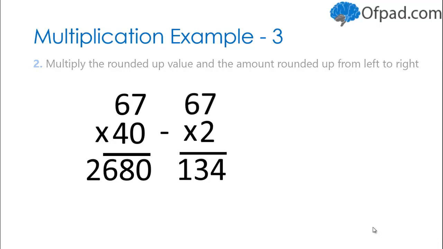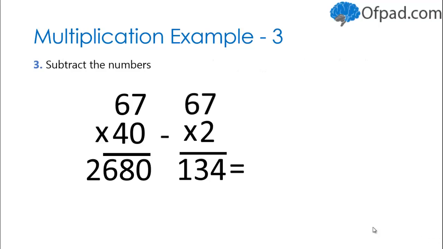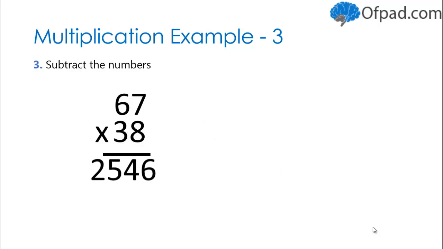Subtract the two numbers. 2680 minus 134 gives 2546. And the final answer is 2546.